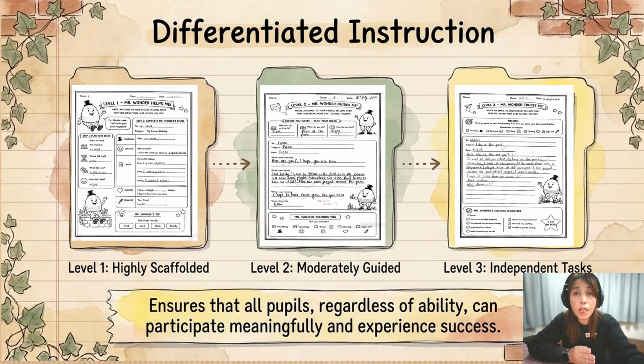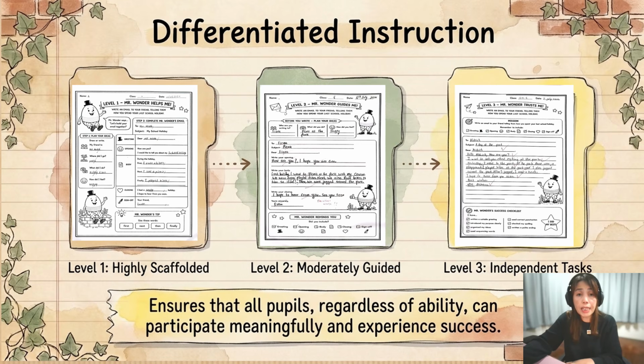This level should not be treated as a permanent level of ability. They are entry points based on current readiness. A pupil may need strong support today and less support in later tasks. The purpose is fair participation. Every pupil can access the task, experience success, and continue progressing.